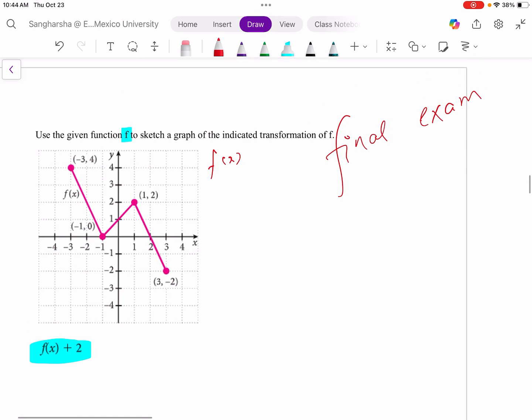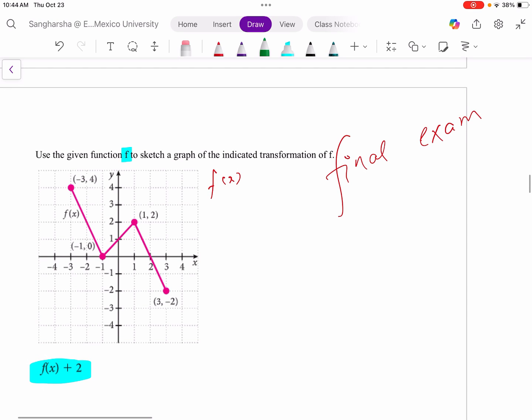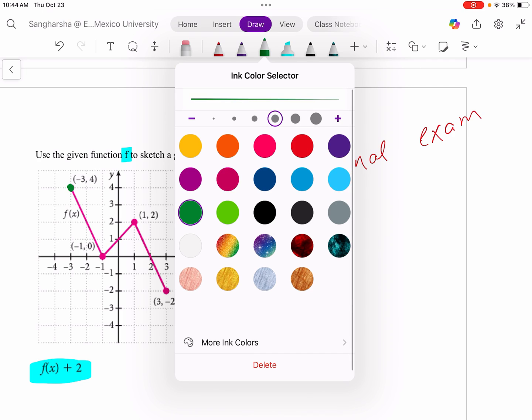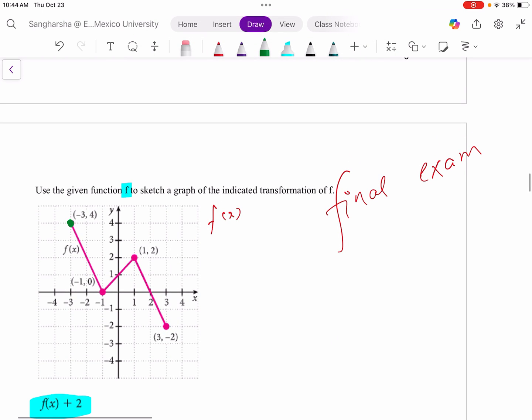Let me draw on the same graph here. So let's move this point up by 2 units. Where do we reach? So this is 5, this is 6. So 1, 2. This is our first point. Now let's move this point up by 2 units. 1, 2. So we have this point, and this point, and this point. Now let's connect them like f of x.